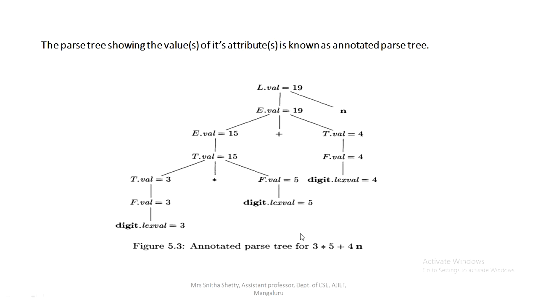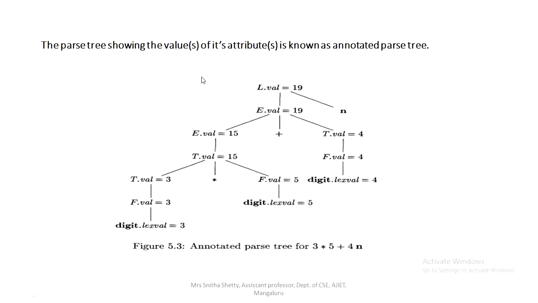You can see here, this parse tree is constructed for the given expression, and the given expression is 3 star 5 plus 4n. So here you can see the value of each attribute. That means in each node you can see the value, right? So this is known as annotated parse tree.